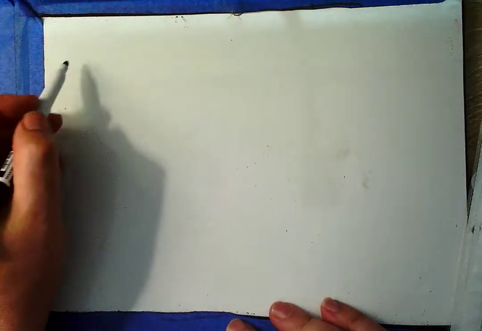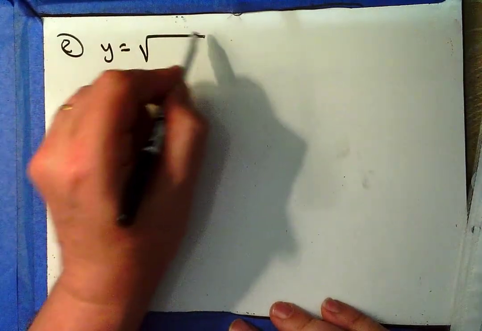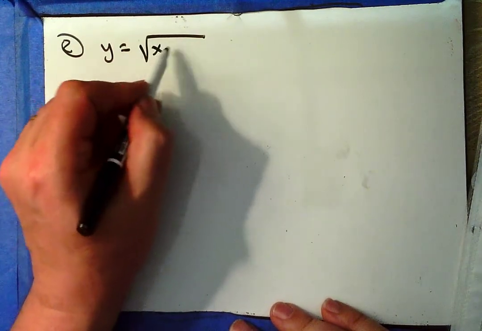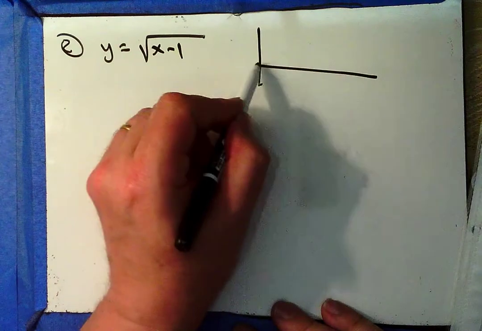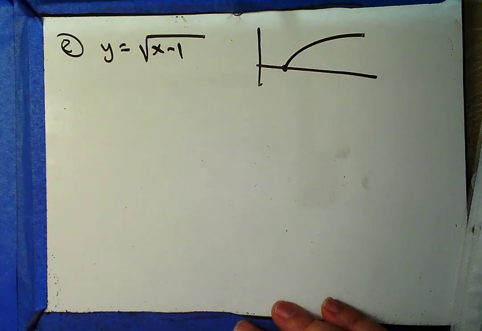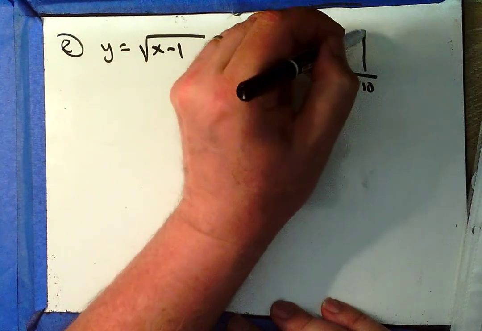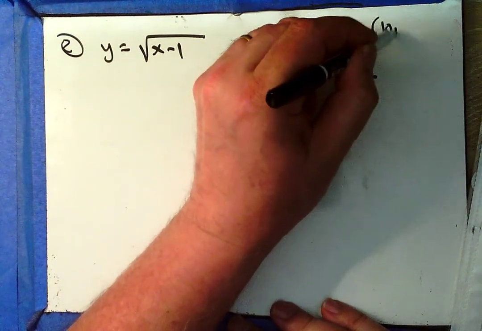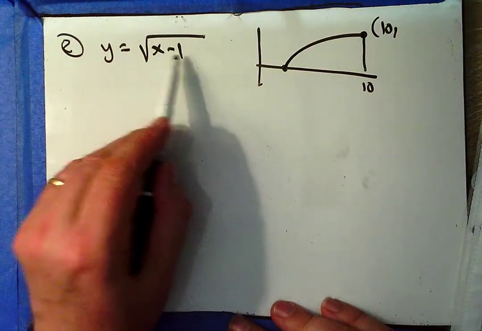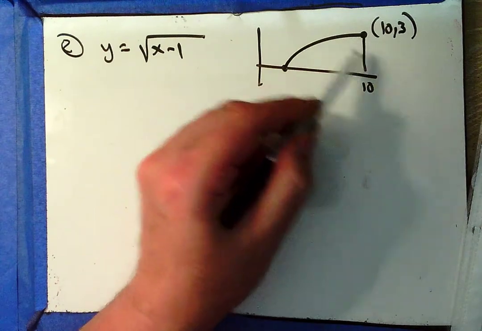Problem number 2 says region enclosed by y equals the square root of x minus 1. So that shifts the graph right 1. The x-axis and x equals 10. So we know we have here the ordered pair 10. 10 minus 1 is 9. Square root of 9 is 3. So this is our region.